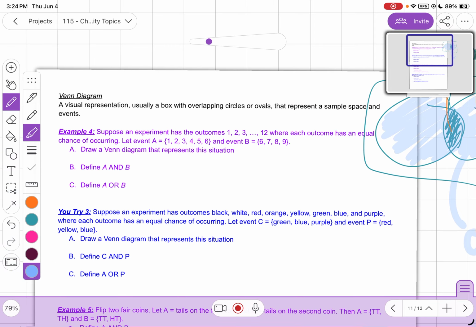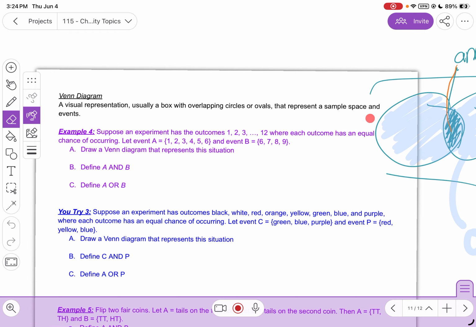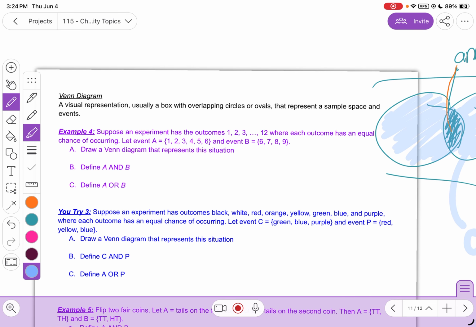Okay? So that's a super quick overall view. Now let's do a problem. An experiment has outcomes 1, 2, 3 to 12. So 1 through 12. And each outcome has an equal chance. So A is 1 through 6. B is 6 through 9. Draw a Venn diagram.